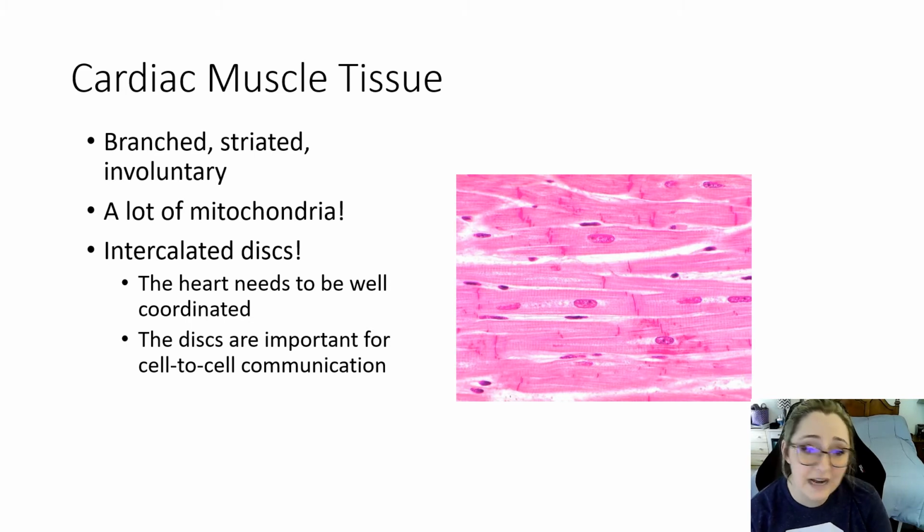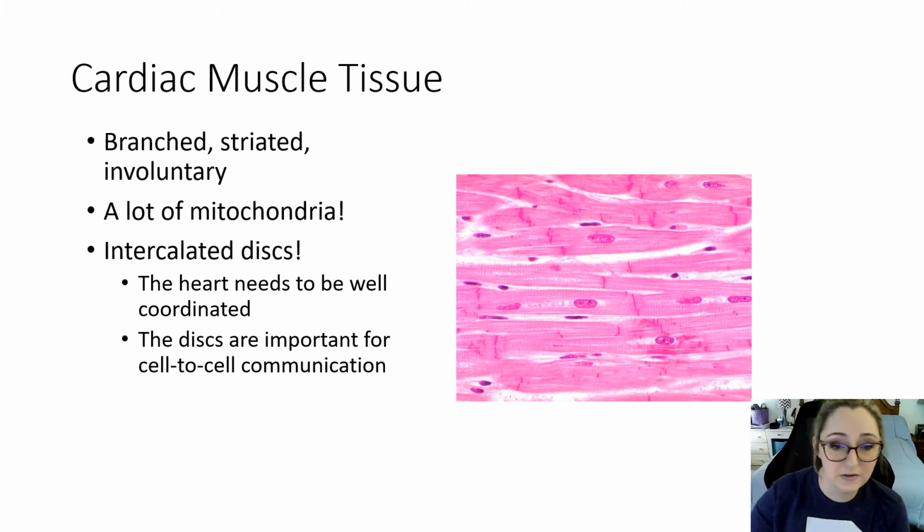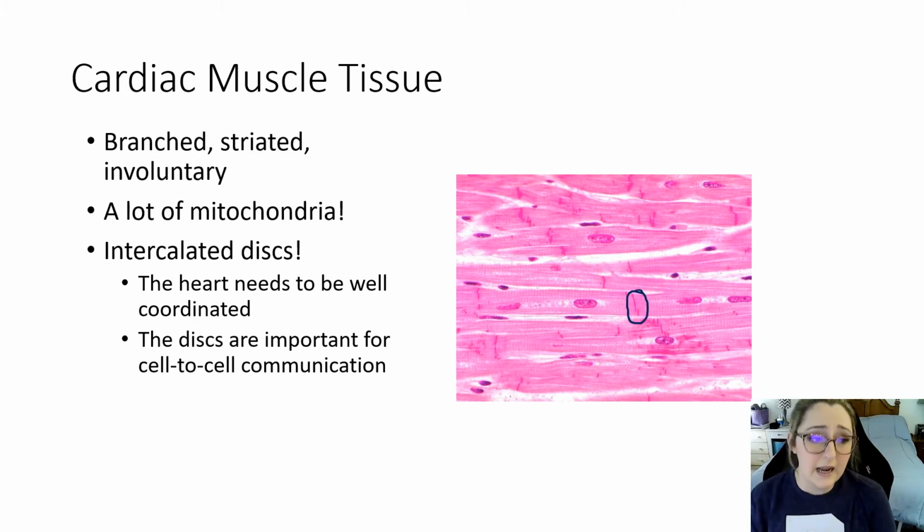You have intercalated discs as well, and I've told you before, they're one of my favorite things to find under a microscope. Intercalated discs are going to be these little lines that you see throughout this tissue, and it is what coordinates all of the cardiac muscle cells. They are very important for cell-to-cell communication.